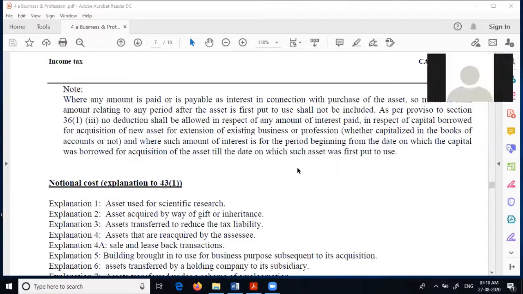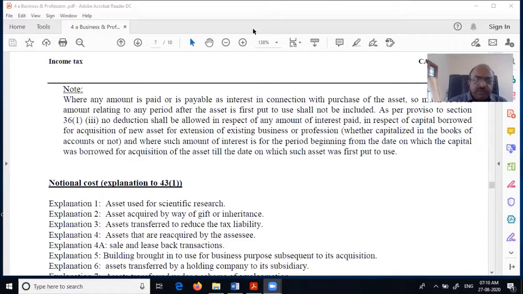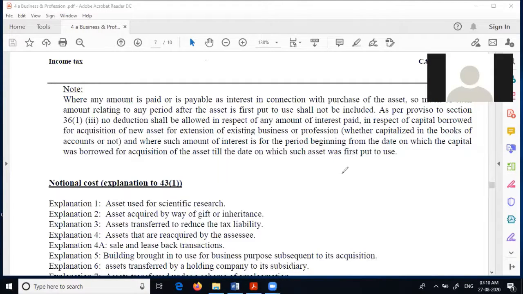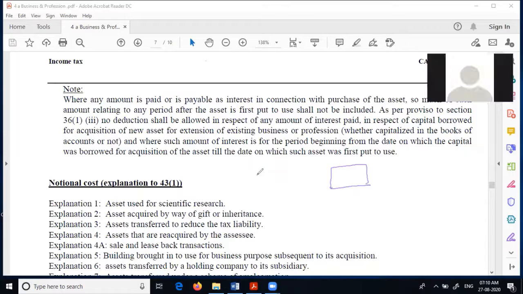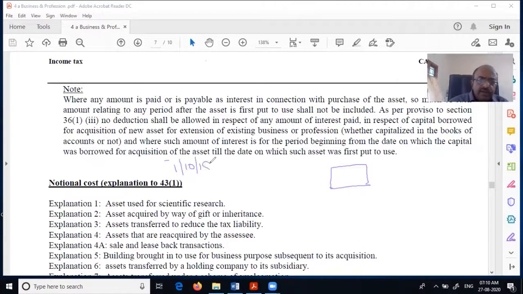So let us imagine an example, for clarity. I am just telling you because these are very fundamental things, but yet you have to be careful. This will be referred to even later on, also under section 36(1)(iii). So this is the plant and machinery you are constructing. Suppose you started construction on 1/10/18. It continues. Finally, on 1/5/2020, it has been completed and put to use.